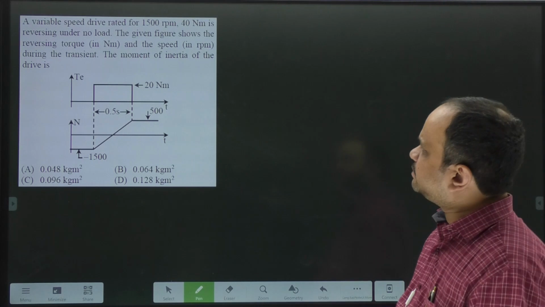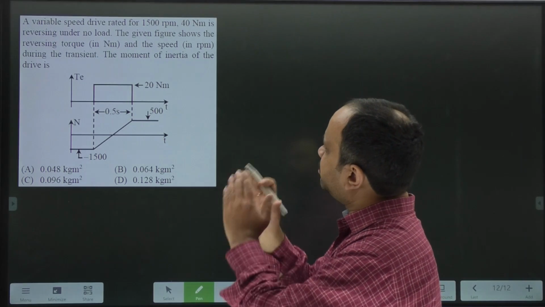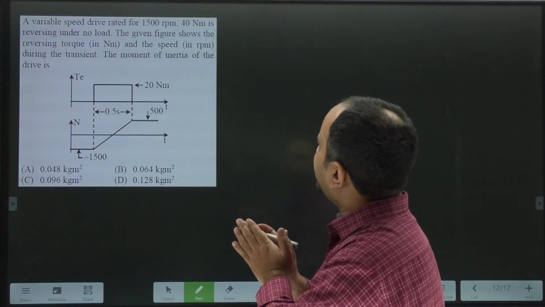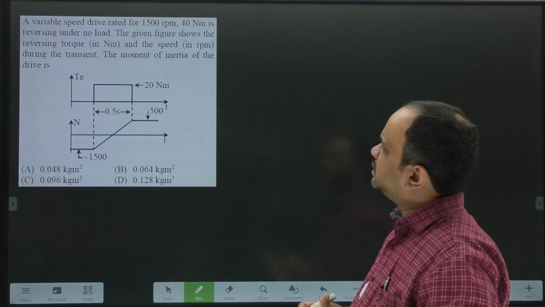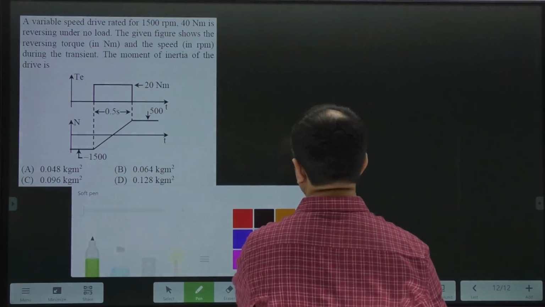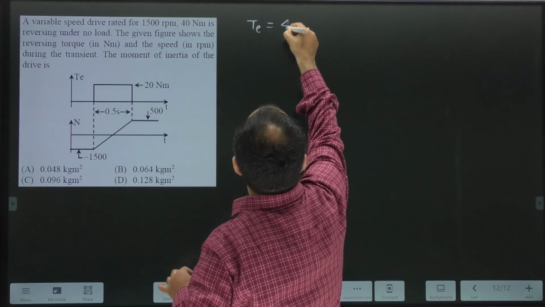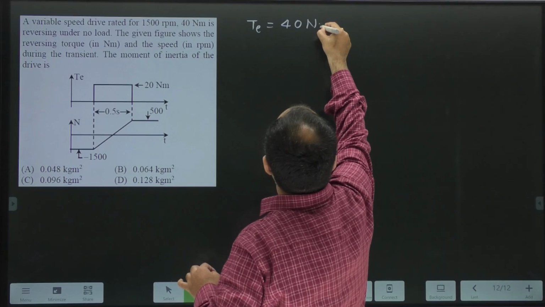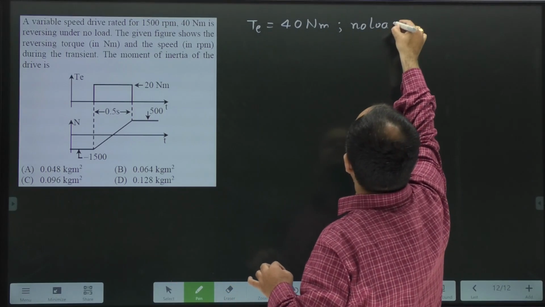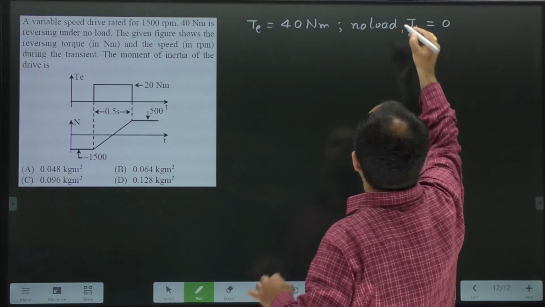Now see this question. A variable speed drive rated for 1500 rpm, 40 Newton meter is reversing under no load. So what do you mean by that? Electromagnetic torque is given 40 Newton meter. No load means TL is equal to 0.